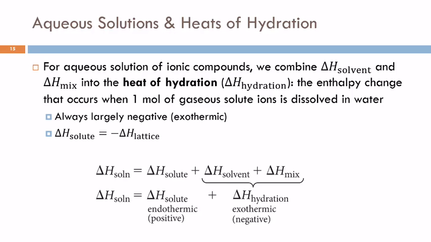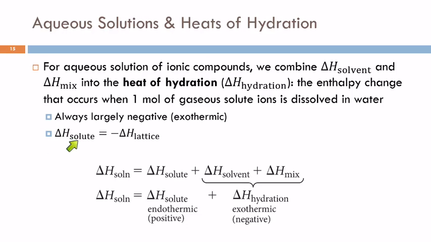So we can look at these in different terms. What we do is we take the enthalpy change for the solvent and the enthalpy change for mixing, and we call that the heat of hydration, and that's for aqueous solutions. So when we're mixing an ionic compound in water, we'll combine the solvent energy change and the mixing energy change into the heat of hydration. That's always going to be largely negative, exothermic.